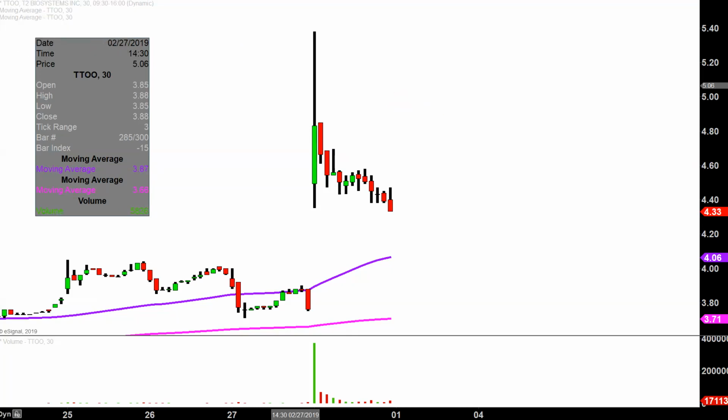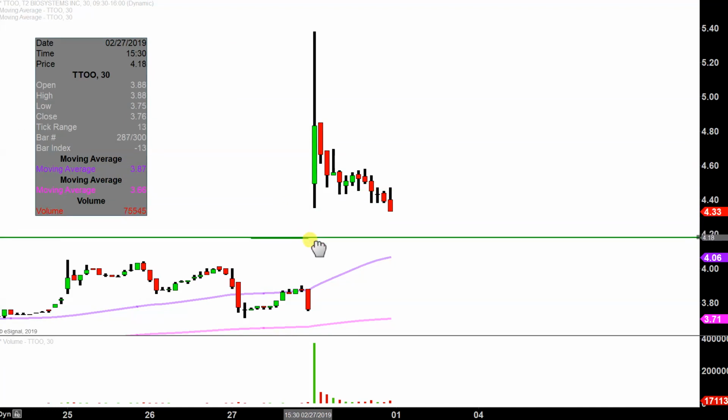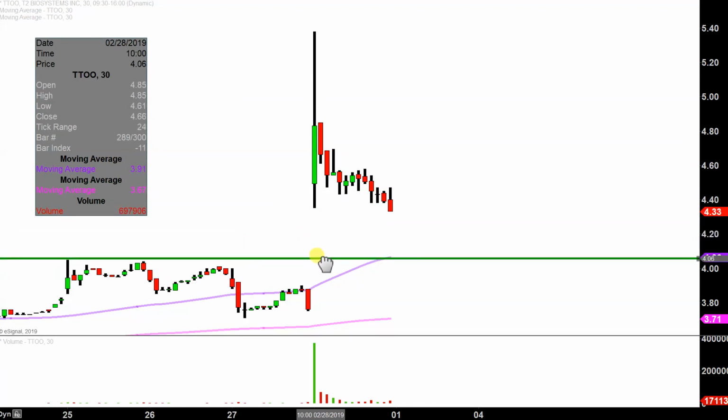But in my mind, there's a single level that we can use to help us manage and gauge whether or not this is a bullish or bearish chart going forward. And that is right down here around the 405 mark. Why is 405 important? Well, let's look at a couple different scenarios.